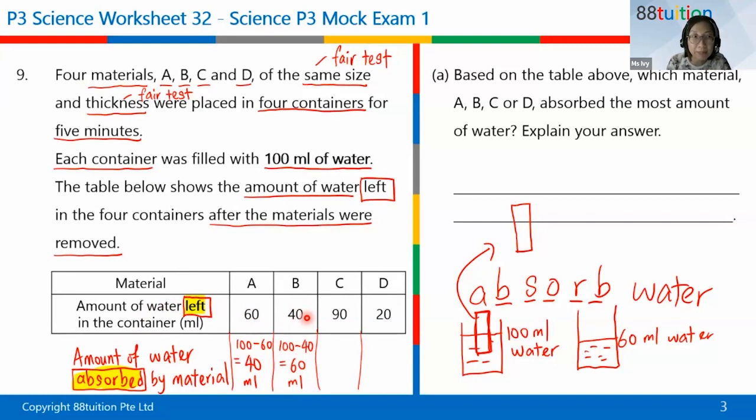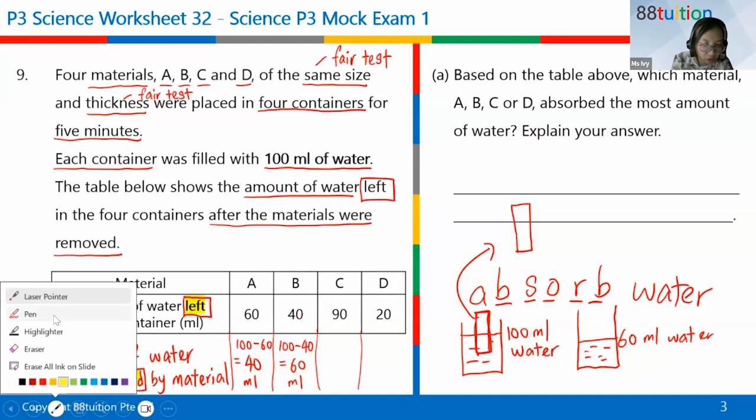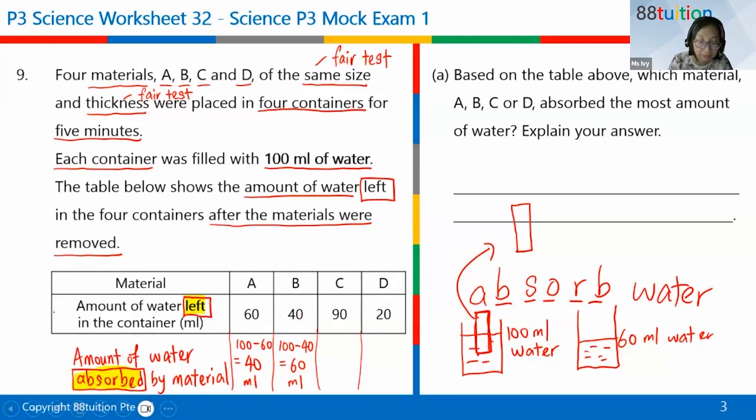If you don't understand, please tell me in the chat. Don't be shy. You can still tell me you don't understand so that I can explain further. All right, then how about C, let's move a little faster. 100 minus 90 will be 10 ml. All right, so 100 minus 20 would be 80 ml.